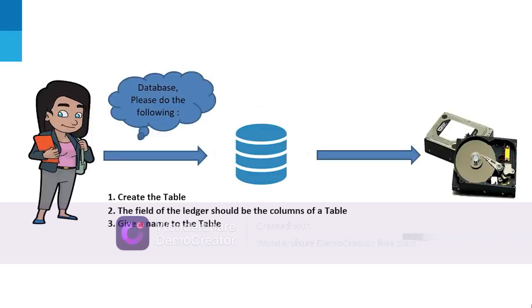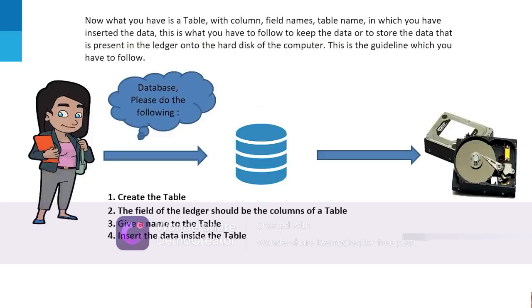Give a name to the table. We have already given student. Insert the data inside the table. Whatever values or data is inside the ledger, that should go inside the table. Now what do you have? You have a table, the column, field names, table name, in which you have inserted the data. This is what you have to follow to store the data present in the ledger onto the hard disk of the computer. Now DBMS will do this and will keep the data saved in your hard disk. This is what happens when you use DBMS.